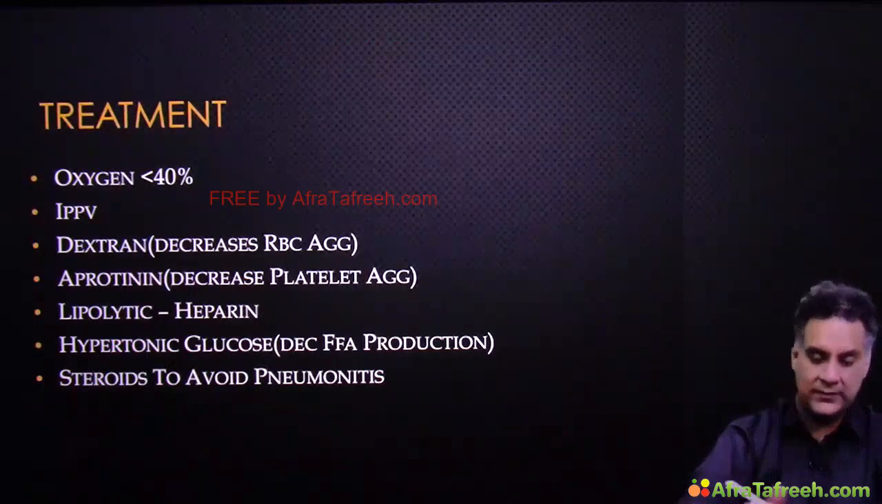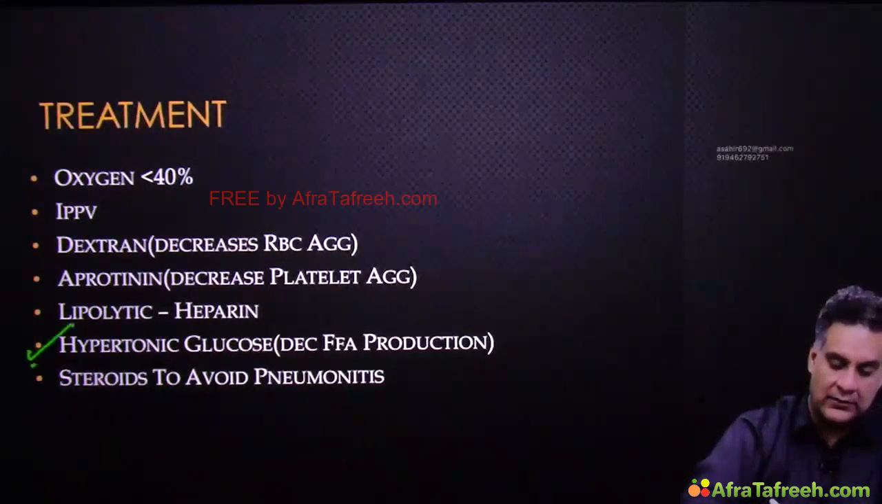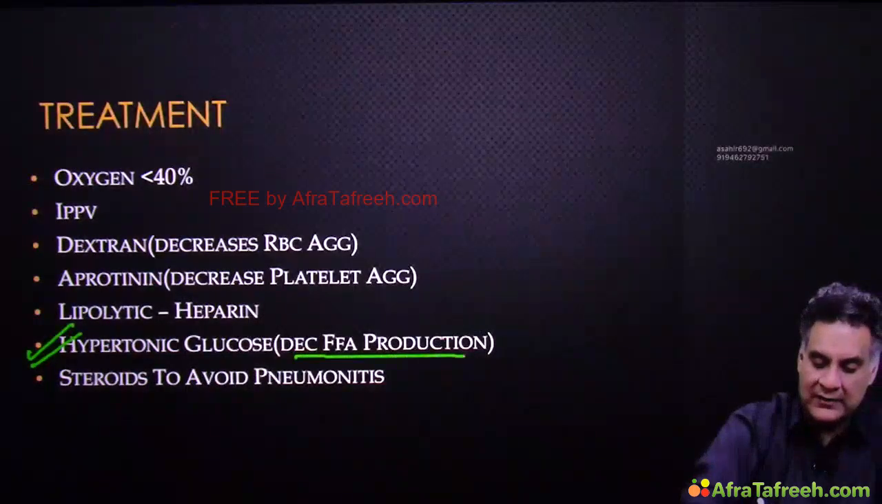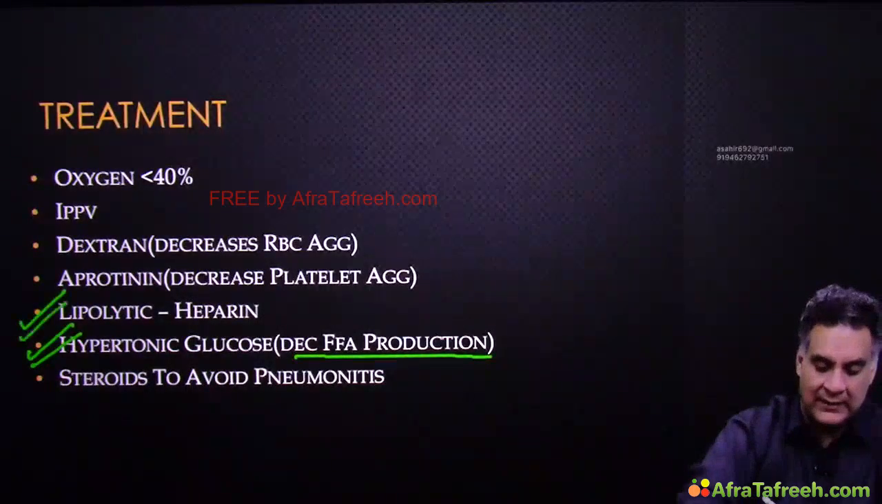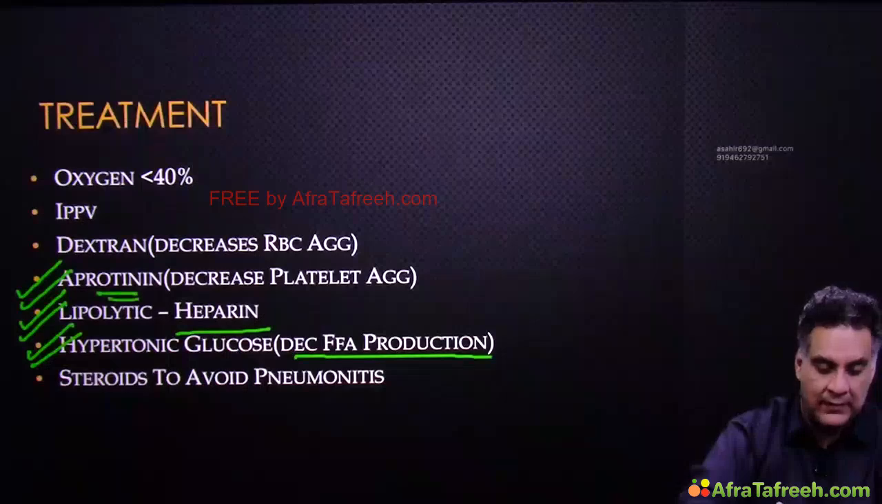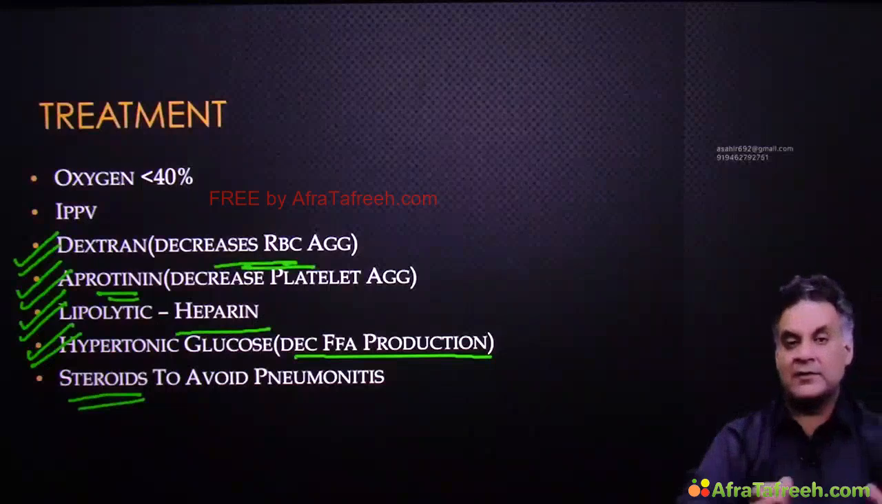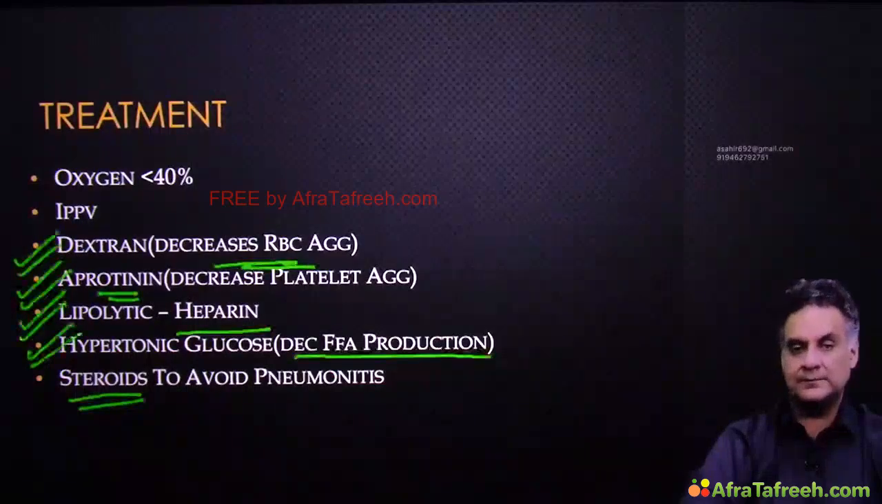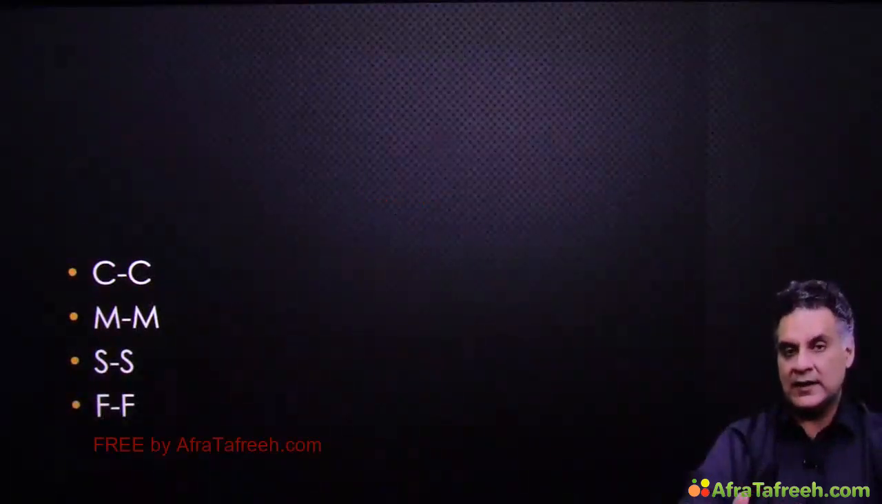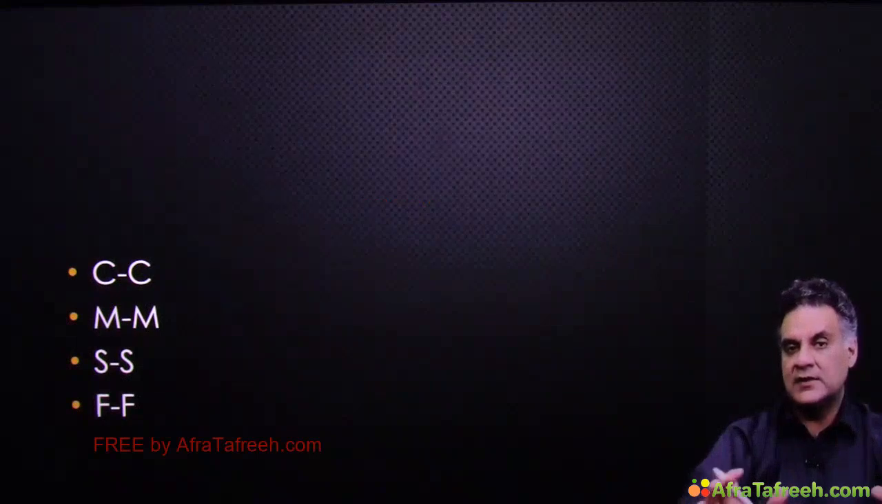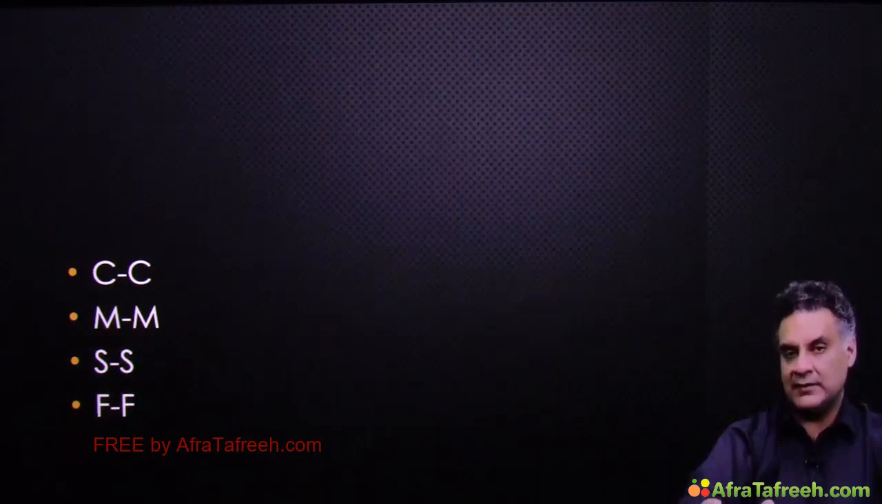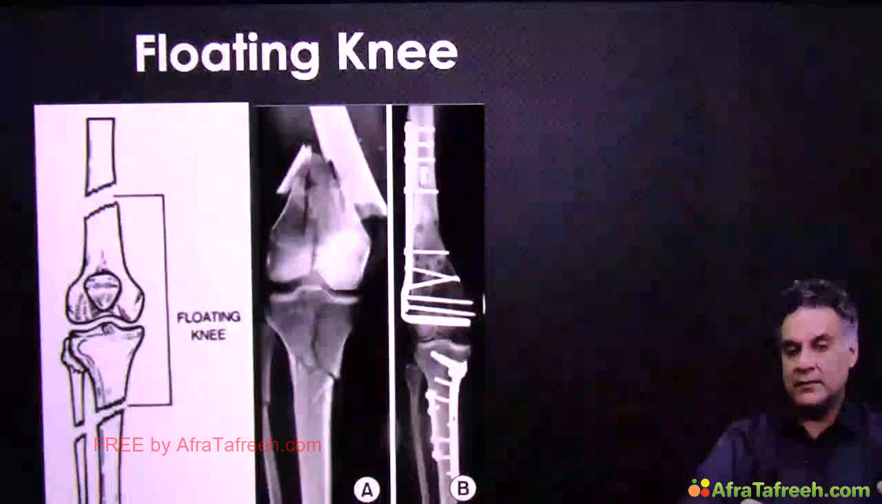Drugs of research: hypertonic glucose, because it decreases free fatty acid production. Heparin, through lipolytic activity, decreases platelet aggregation. Dextran decreases the RBC aggregation. The only other drug apart from oxygen of proven benefit is steroids, which prevent pneumonitis. Compartment syndrome, cast; myositis, massage; sympathetic overactivity, Sudeck's; femur fracture 48 hours, fat embolism. That's how you should remember.